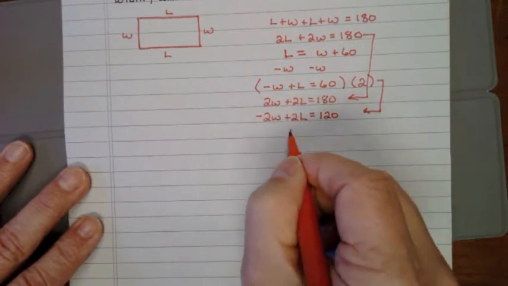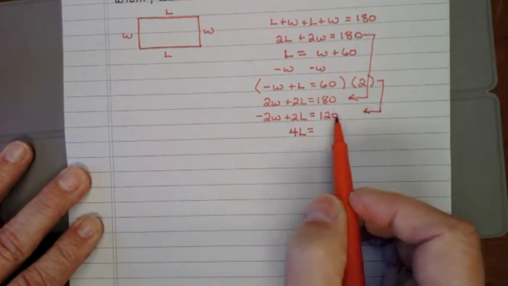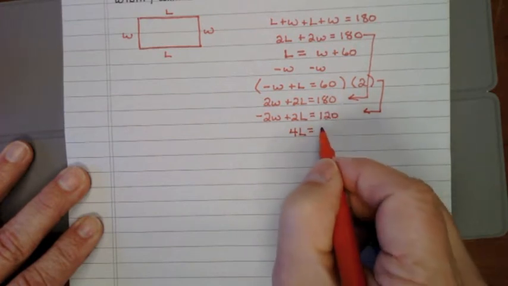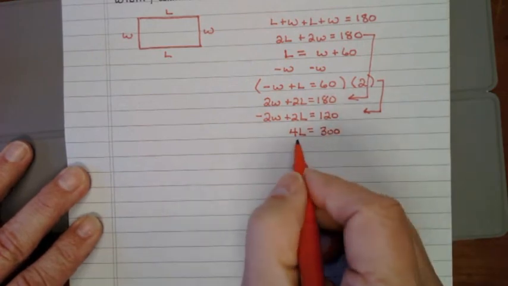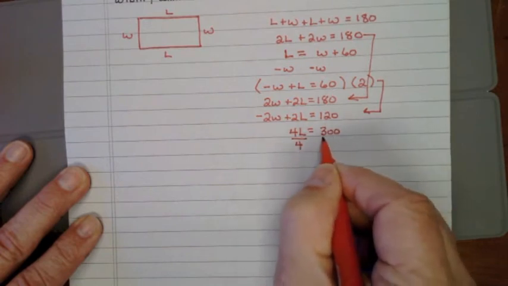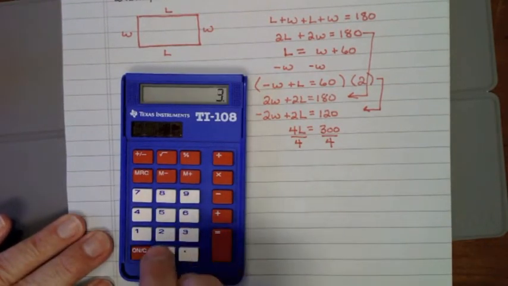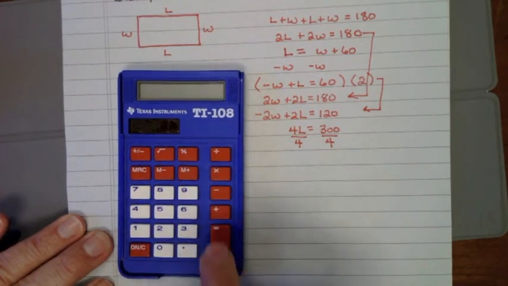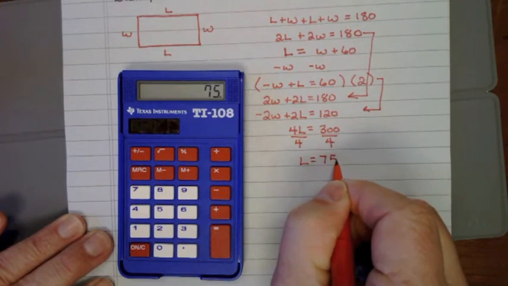2L and 2L, 4L, is equal to 180 and 120 put together, 300. Divide both sides by 4. Take my calculator out. 300 divided by 4, 75. The length is 75.